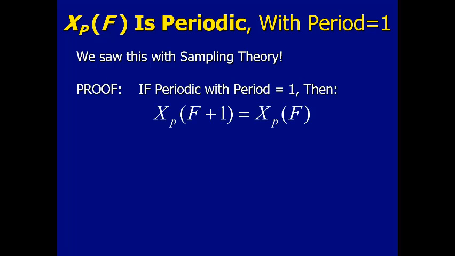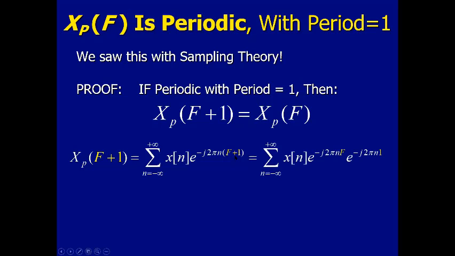We can prove it very simply using the definition of a discrete time Fourier transform. If it's a periodic function with a period of 1, then if I compute the discrete time Fourier transform of some function of f plus 1, I should get the same answer as the discrete time Fourier transform of the same function of f. So we move ahead by a period and should get the same answer. So we simply take the definition of the discrete time Fourier transform and plug in f plus 1 in the place of capital F and try to simplify it.